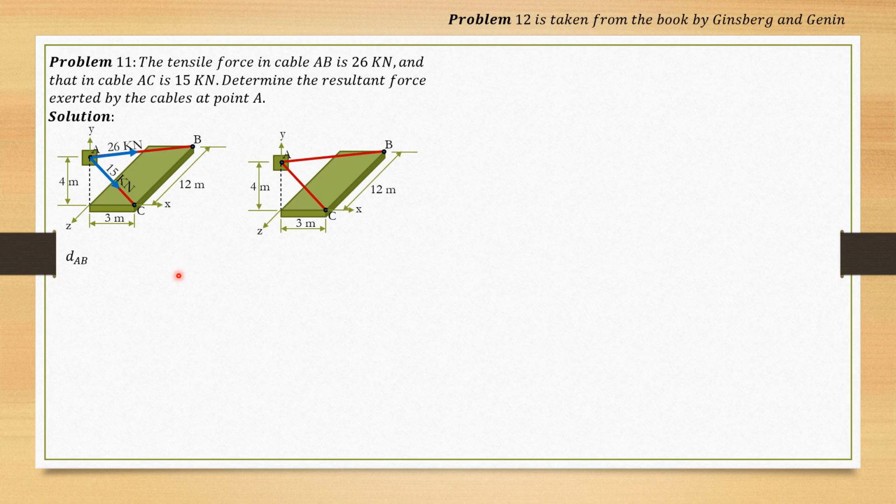So distance in AB is square root of 3 square plus negative 4 square plus negative 12 square. From A to B, the distance is 3 positive, then going down, 26 is to the right, downward, and backward. So negative 4 square, then negative 12 square. So that's why distance AB is 13. Distance AC is square root of 3 square plus negative 4 square. So that is equal to 5 meters.